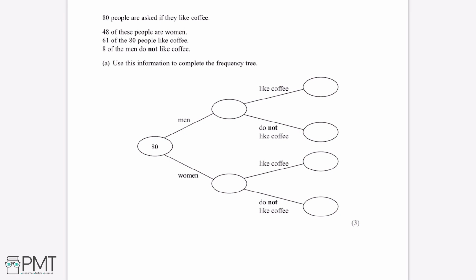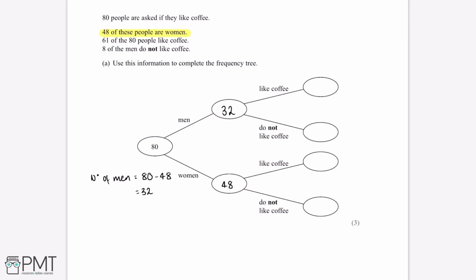So if we start off with the information that 48 of these people are women, we're going to want to look at this women row here. And we can fill this in with 48. So now from this information, if there are 80 people in total, and 48 of these 80 people are women, then this means that the number of men is equal to 80 minus 48, which is 32. So now we can fill this into the men row.